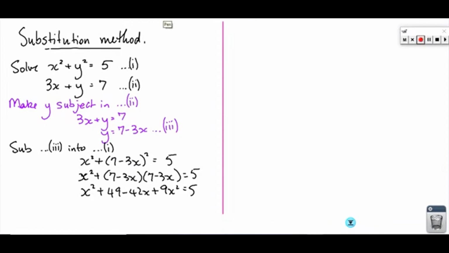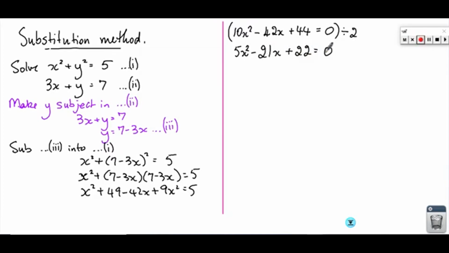We have formed a quadratic equation. I'm going to place everything on one side equal to 0. So I have 10x squared minus 42x plus 49 minus 5, so plus 44, is equal to 0. I notice a common factor, which is 2, so dividing by 2, I get 5x squared minus 21x plus 22 is equal to 0.